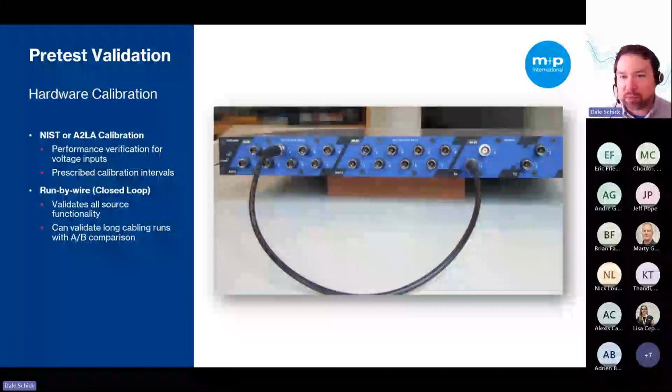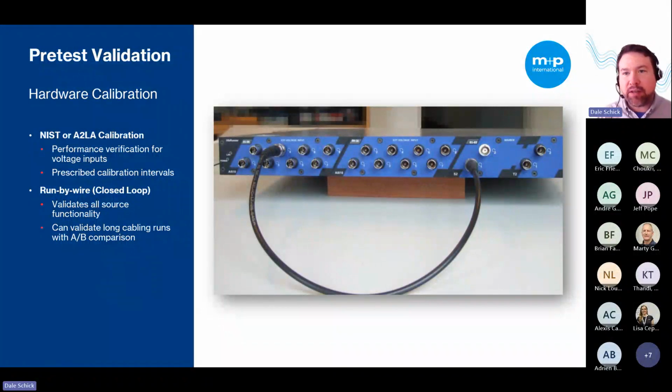By using very short cabling, and then using the final test cabling for an A to B comparison, it can help characterize the signal loss of your long cable runs. This can verify that if you're running 100-foot cables from the microphones to the system, you're not getting a whole lot of signal loss. Overall, problems like this can be easily identified, and the system can be configured and locked for testing, which is a safe way to test.